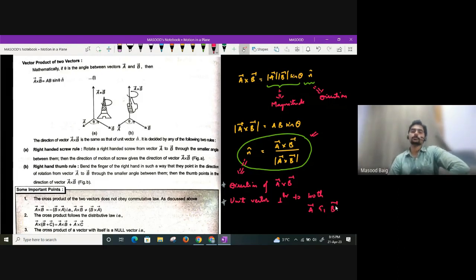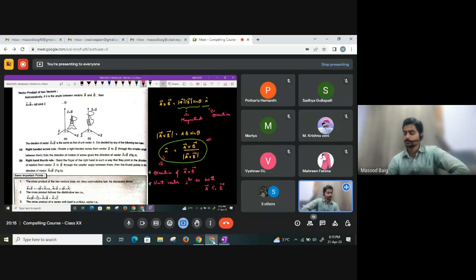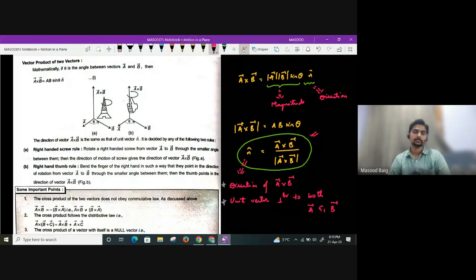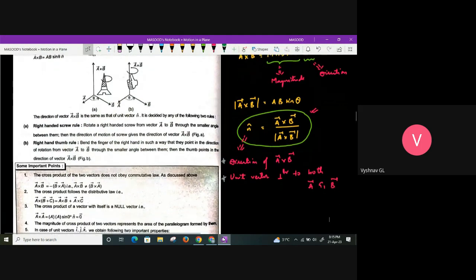Dot product was given directly as AB cos theta, but cross product will be given as AB sin theta, and n cap also we will take. So what is n cap here? It is going to give us direction. AB sin theta will give us magnitude. Understood, everyone? Yes or no?